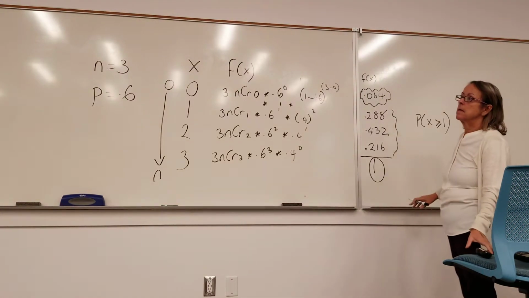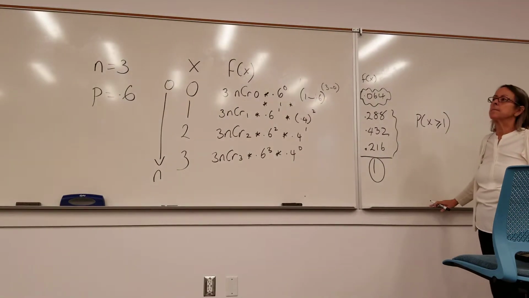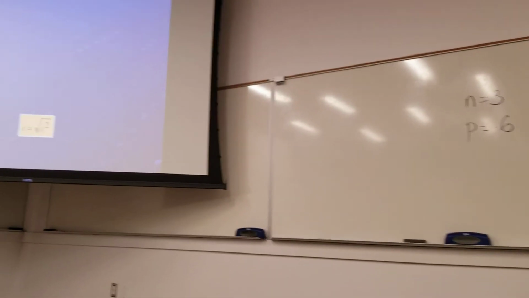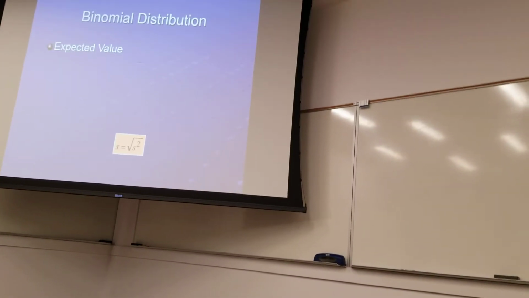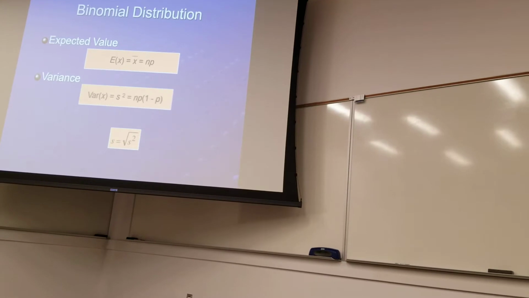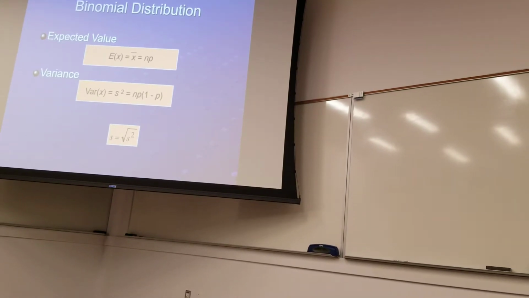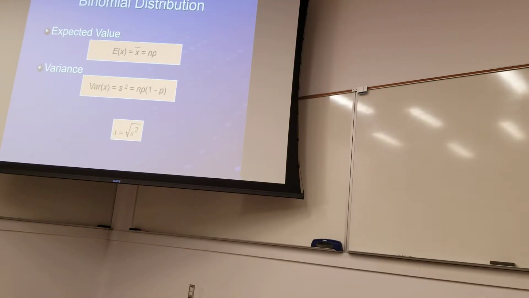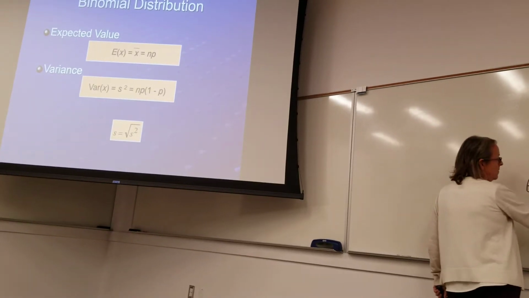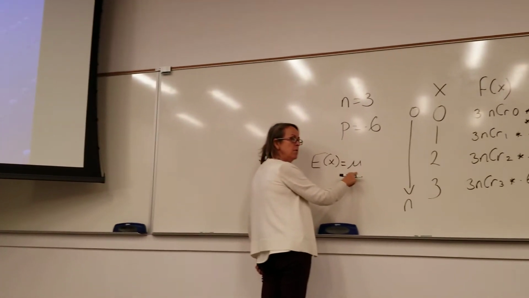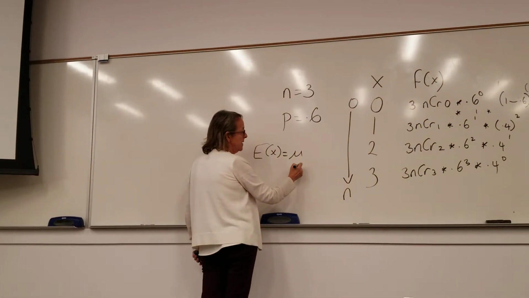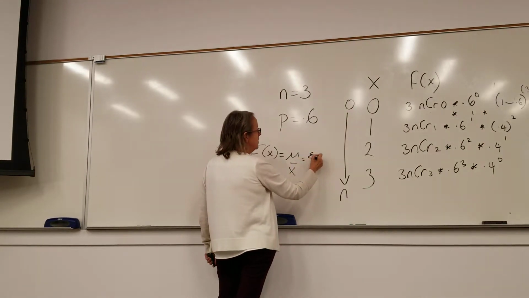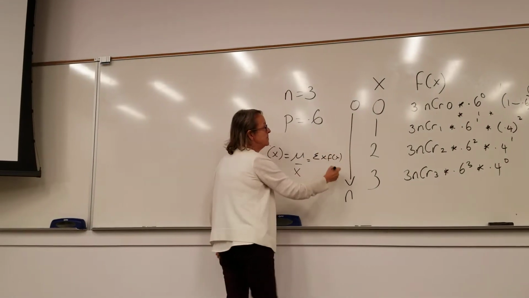We'll do one together over here. Alright, so I told you that if you know it's a binomial distribution, for the expected value, you know that it is just n times p. I want to prove it to you. The expected value is the same as the mean. You use mu if you have population data. You use x bar if you have sample data. It's the sum of x times f of x.